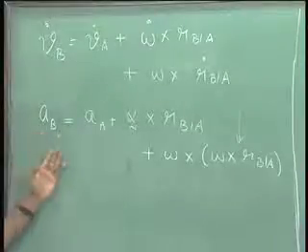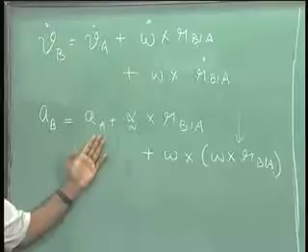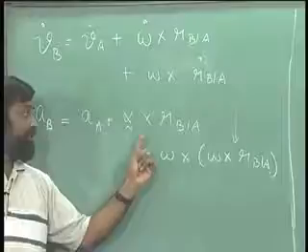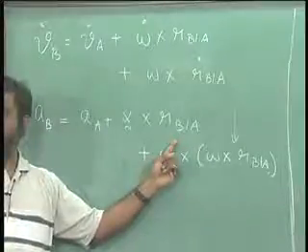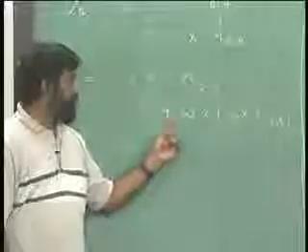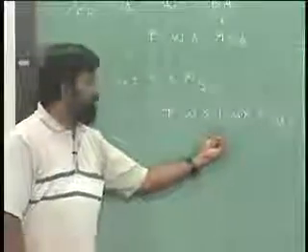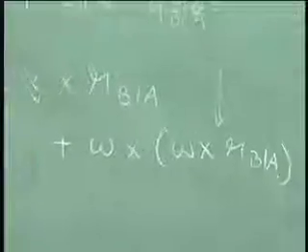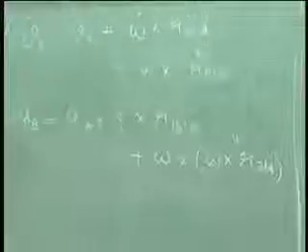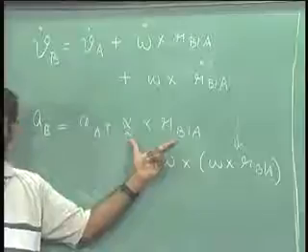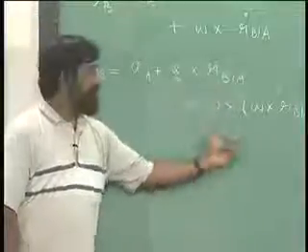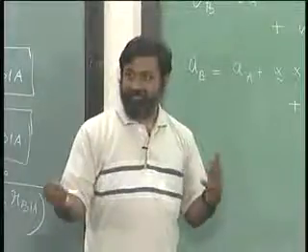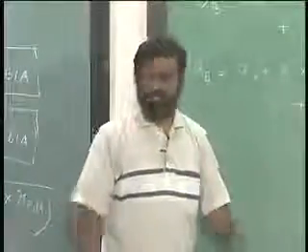So I have A B is given by the acceleration at A plus angular acceleration cross r B with respect to A plus angular velocity cross omega cross r B with respect to A. Okay. What is the direction of this and what is the direction of this? If we get an idea, then we are talking a little more sense, alright.